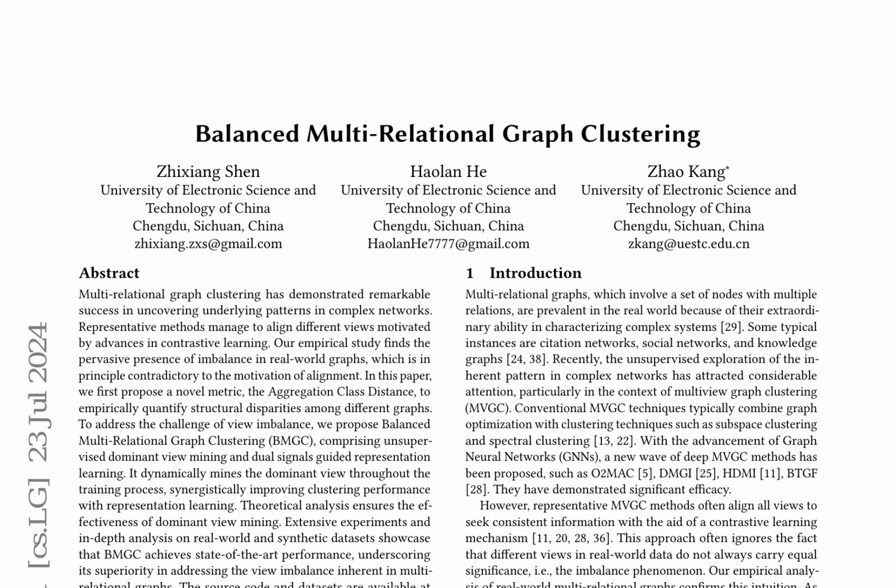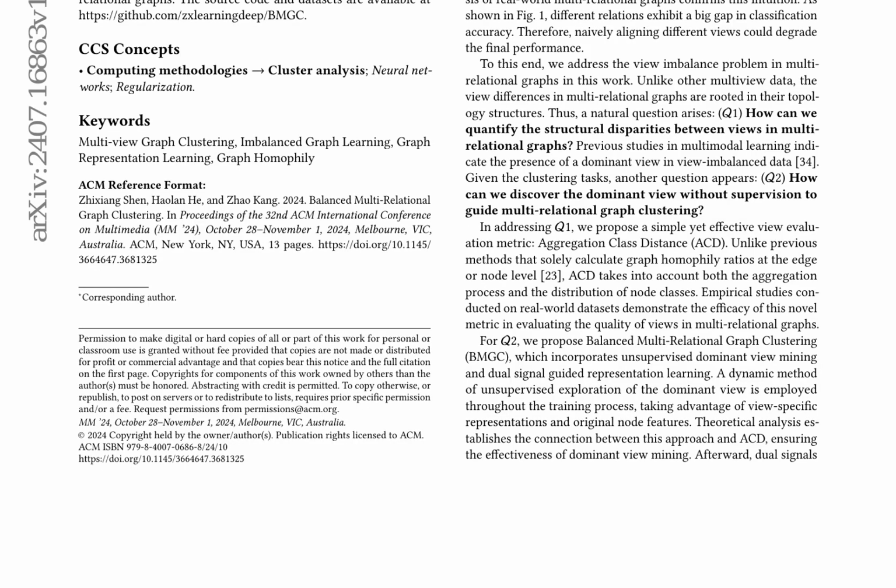different graphs. They then introduce balanced multi-relational graph clustering, BMGC, which incorporates unsupervised dominant view mining and dual-signal guided representation learning. BMGC dynamically mines the dominant view throughout the training process, synergistically improving clustering performance with representation learning. Theoretical analysis ensures the effectiveness of dominant view mining. The authors demonstrate the superiority of BMGC through extensive experiments and in-depth analysis on real-world and synthetic datasets.